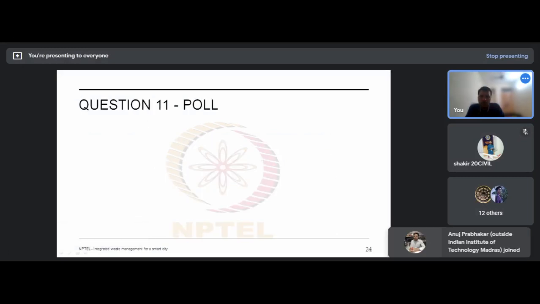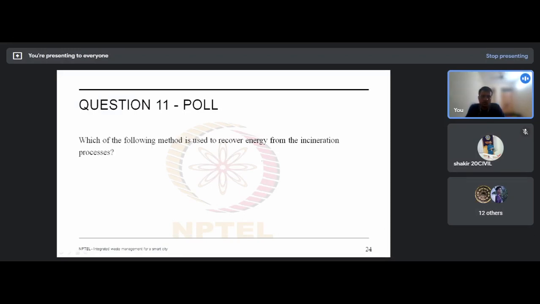Coming to the next question, it is a poll. Question 11 is, which of the following methods is used to recover energy from the incineration processes? The given options are heat, energy, cogeneration, and all of them. You can answer it in the chat and also drop a poll. Answer question 11 in the chat.